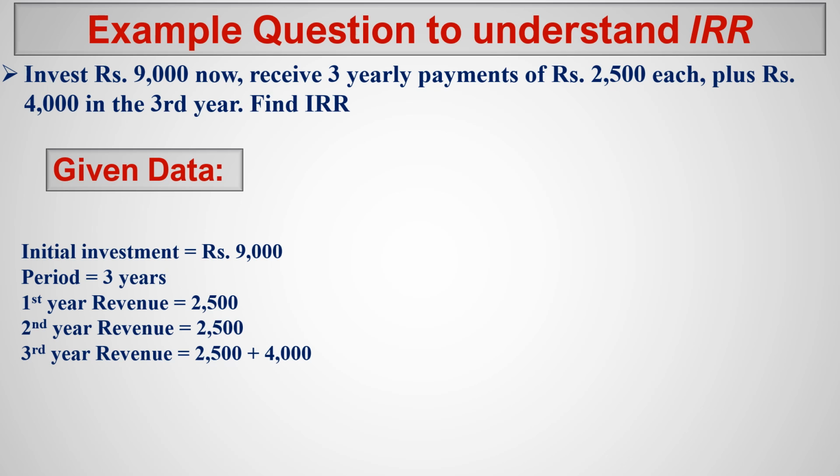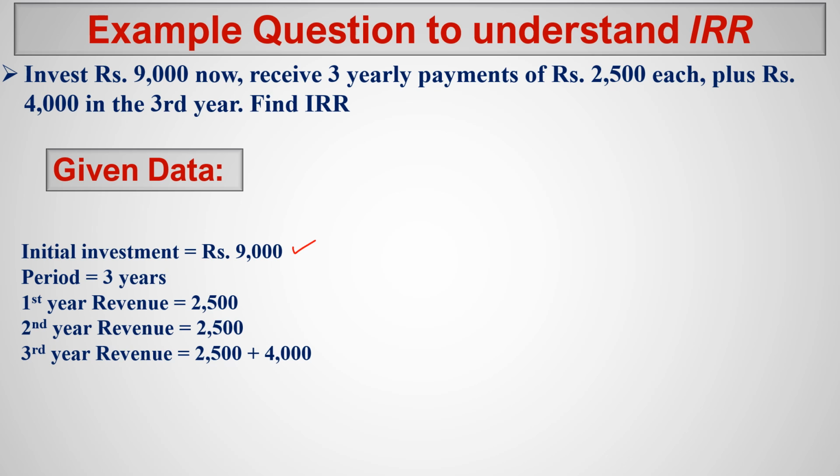The question is: invest 9,000 rupees now, receive 3-year payments of 2,500 each, plus 4,000 in the third year. Find the IRR, the internal rate of return. The question is very simple, like what we did in the last few lectures. First thing, we have to find the data. What are the data here?